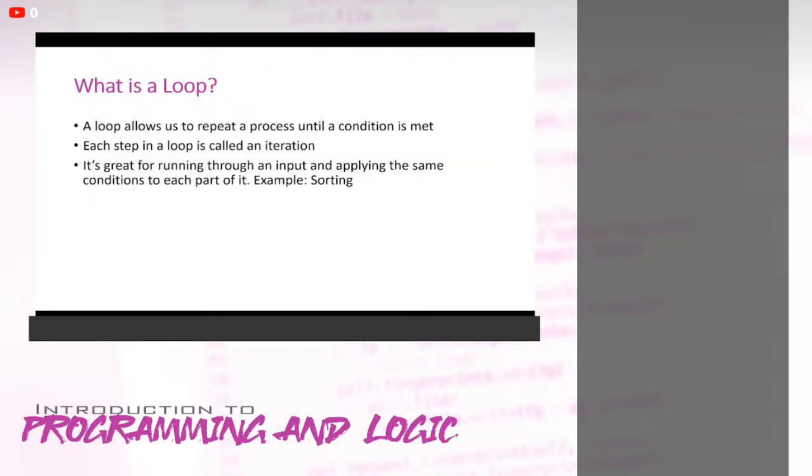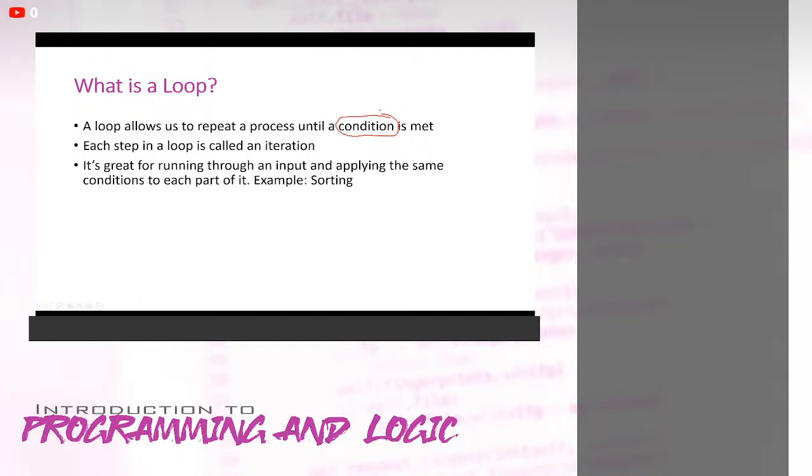So we said the while loop is a loop, and what exactly is a loop? Right, a loop allows us to repeat a process until a condition is met. Each step through a loop is called an iteration. There is one important word here that I want to point out, and that's the word condition. Last week we talked about conditionals, and we said we're looking for a condition. If a condition is met, we run some code. If not, we skip that code and maybe move on to the next thing.